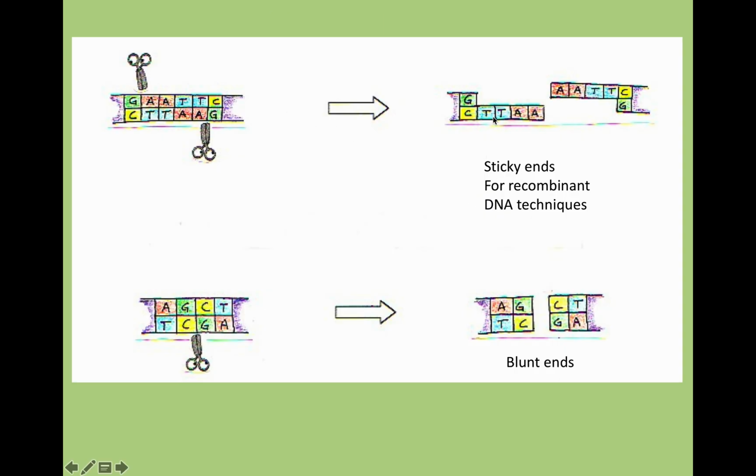Sticky ends here, as illustrated with this restriction enzyme, allow scientists to insert genes into this sequence then. Since we have single-stranded DNA, as long as the gene of interest has a TTAA at each end, or an AATT at that end, we can insert the gene and use that for recombinant DNA techniques.